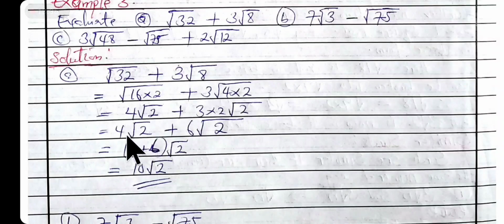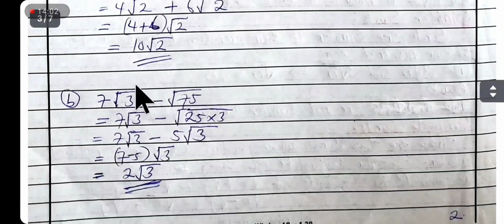Since they are similar surds, we can pick their rational parts. The rational part of this is 4, the rational part of this is 6. So we can add them together and pick one of the irrational parts. Since the two irrational parts are the same, we can pick only one of them. So 4 plus 6 is what we have here. Then pick any of these irrational parts, root 2. 4 plus 6 is 10 root 2. So you see, we have expressed this surd in its basic form.